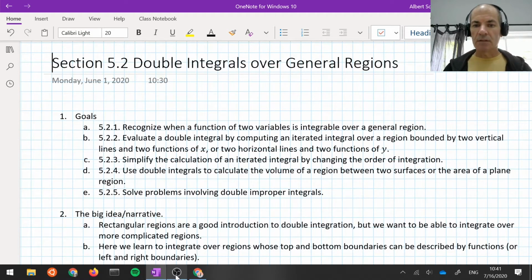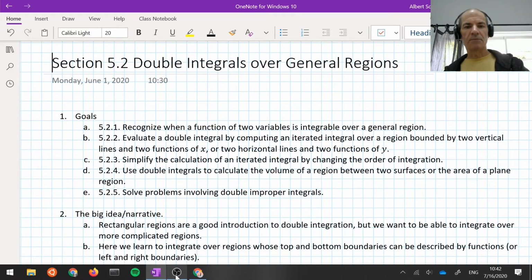The goals here are to be able to evaluate double integrals. That means setting up the integral, which is really the most important part. You've got some region that's described, and your goal is to develop a mathematical description of that region and turn it into an integral, and we'll talk a lot more about that. And then some applications are to use double integrals to calculate the volume of a region between two surfaces or the area of some kind of region in the plane, and then to solve problems involving improper integrals.